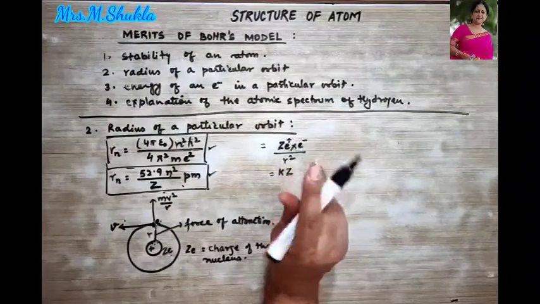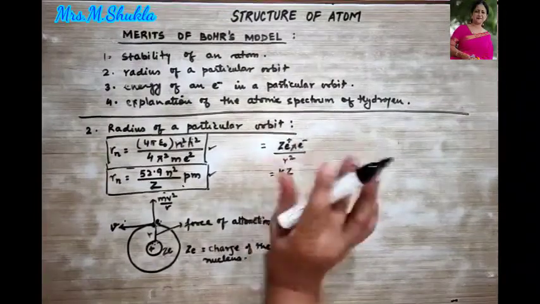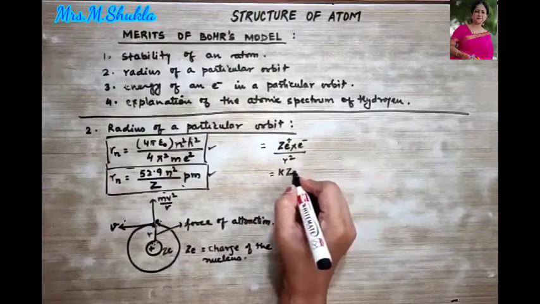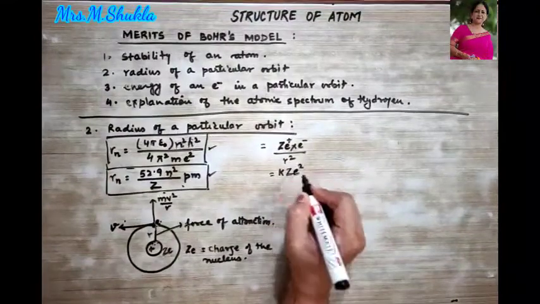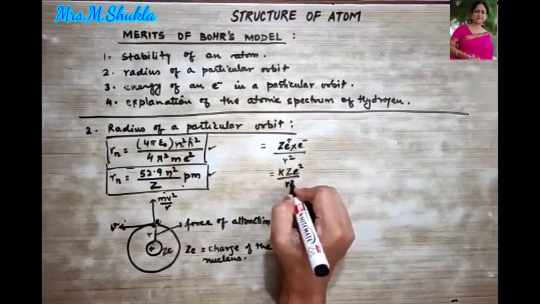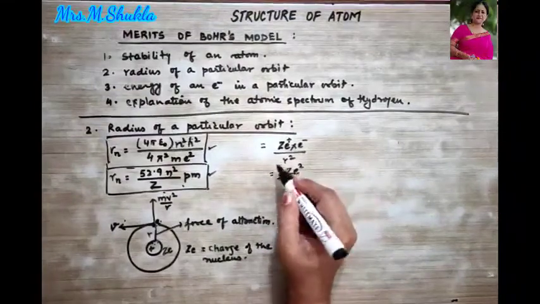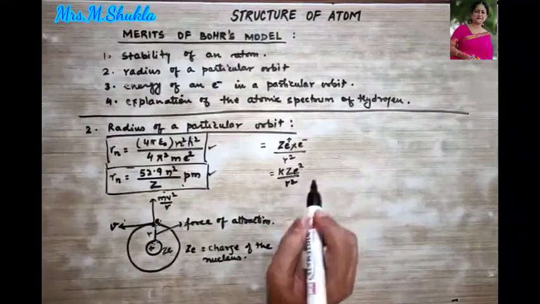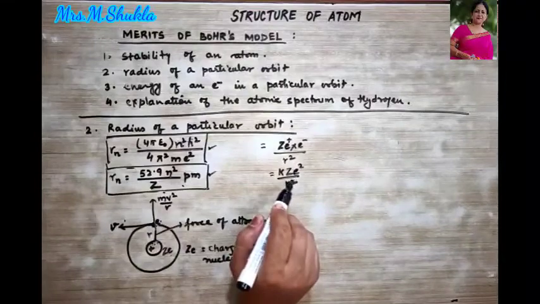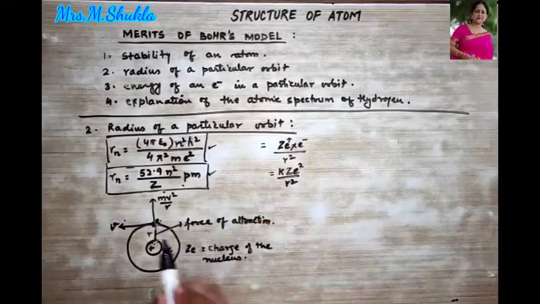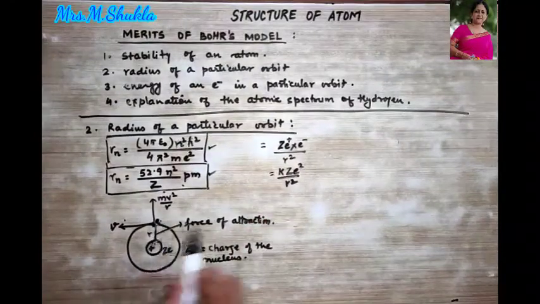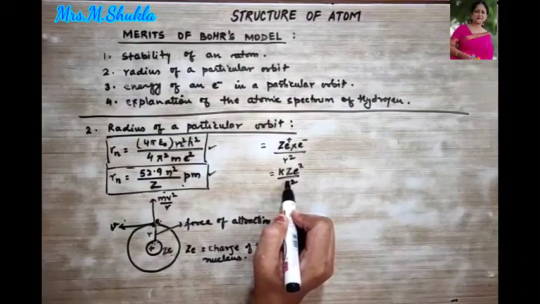Now the plus and minus signs don't make any difference, so we can write k Z e squared upon r square. I hope this formula is very clear to you. What is this? The electrostatic force of attraction between the nucleus and the electron. This is what I have found out over here.